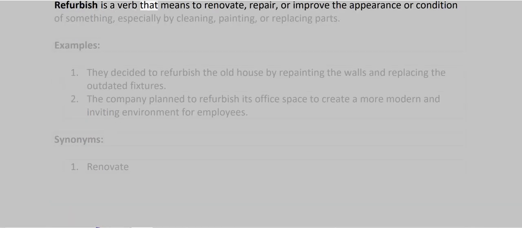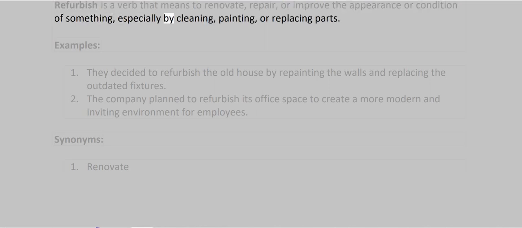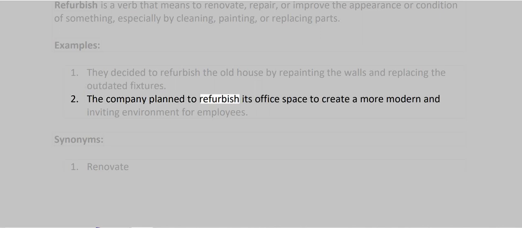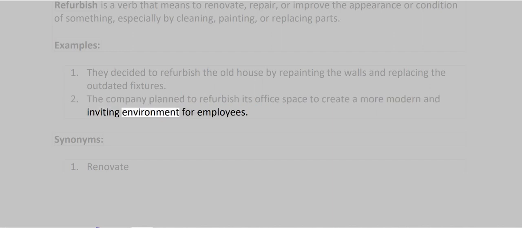Refurbish. Refurbish is a verb that means to renovate, repair, or improve the appearance or condition of something, especially by cleaning, painting, or replacing parts. Examples: 1. They decided to refurbish the old house by repainting the walls and replacing the outdated fixtures. 2. The company planned to refurbish its office space to create a more modern and inviting environment for employees.